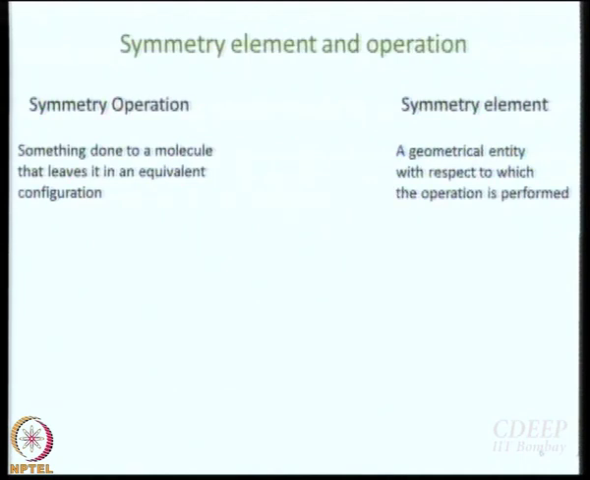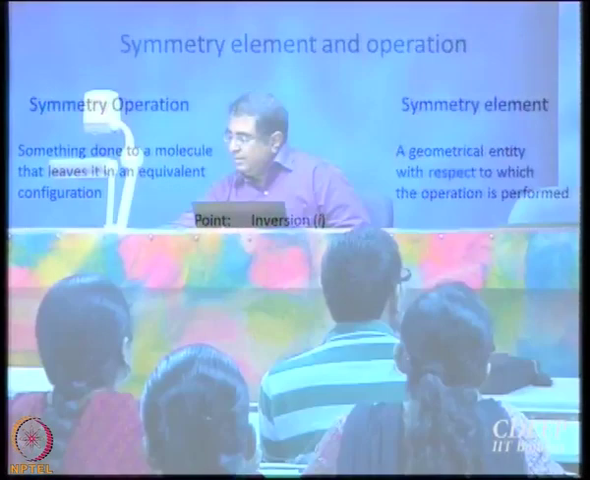Now, what is a symmetry element? We have said what is an operation. What is an element? A geometric entity with respect to which the operation is performed. So, a point, a line or a plane with respect to which you bring about the change. And this geometric entity of course has to be a point, a line or a plane. And as we perhaps know already, the symmetry operation that we perform with respect to a point is called an inversion.